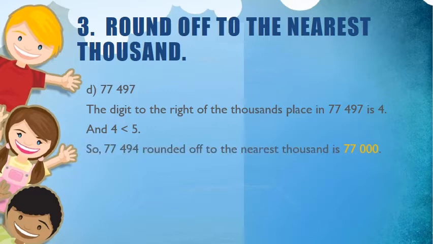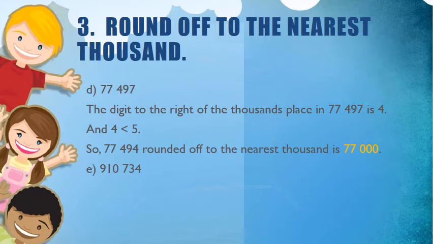Therefore, 77,497 rounded off to the nearest 1000 is 77,000. Right? So here we have replaced all the digits to the right of the rounding place, that is to the right of the thousands place, by 0. Therefore, 77,497 rounded off to the nearest 1000 is 77,000.